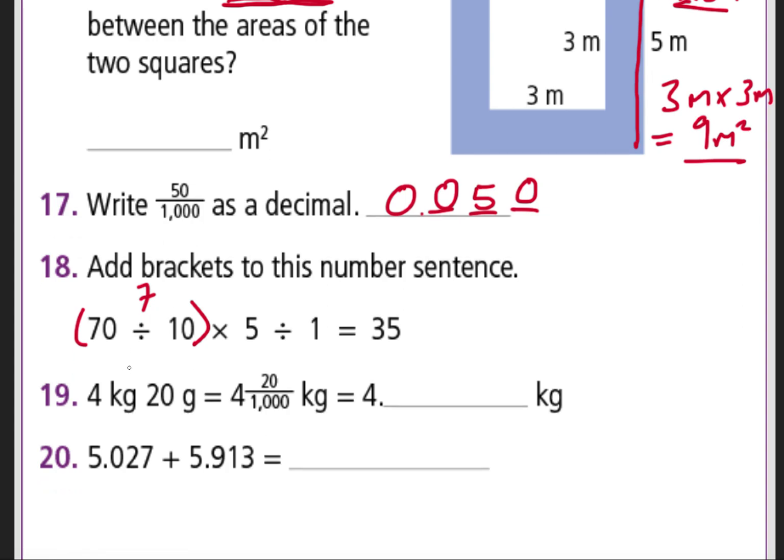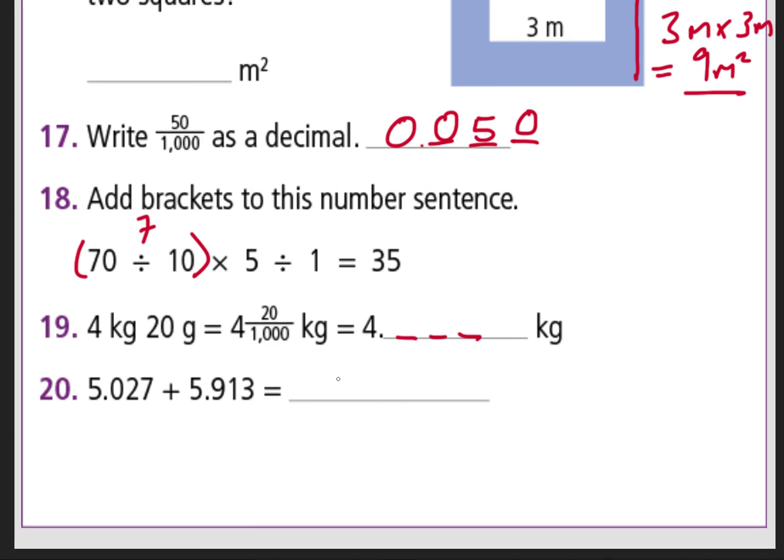Question 19, 4 kilograms and 20 grams. Now remember, in a full kilogram there's 1,000 grams. So that's 4 and 20 over 1,000 kilograms. So it's thousandths, we need 3 places after the decimal, and we have to put our 20 in there, just like we did in number 17 up here.